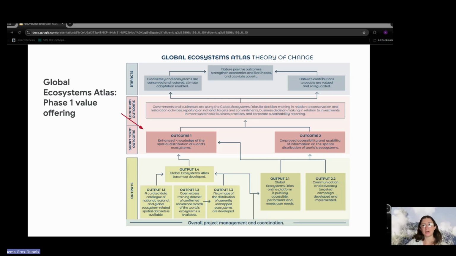The components we hope could lead to this are to better understand the current extent of the world's ecosystems by first developing this baseline, this synthesis map, which ingests existing high-quality spatial data on the extent of ecosystems and then fills in any data gaps with new maps.